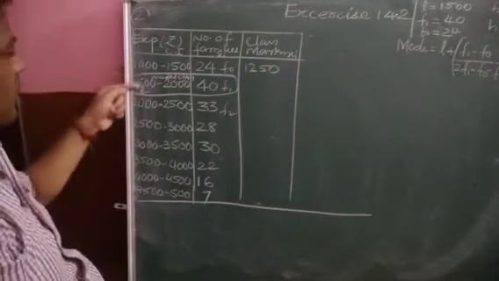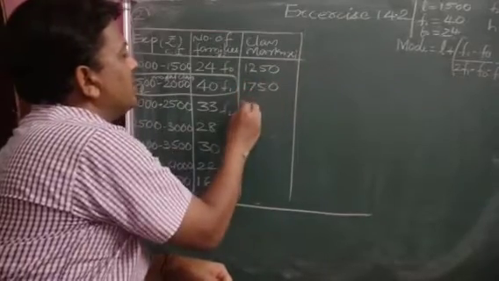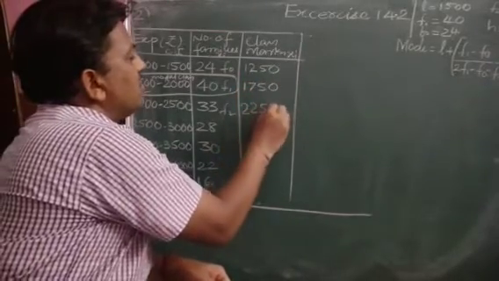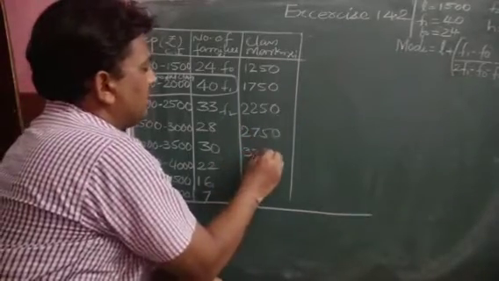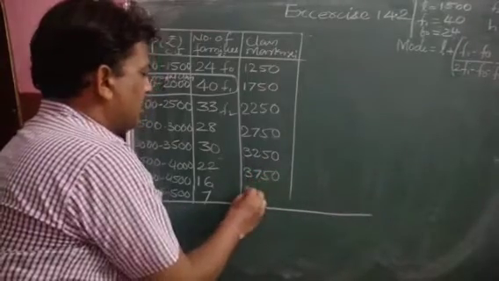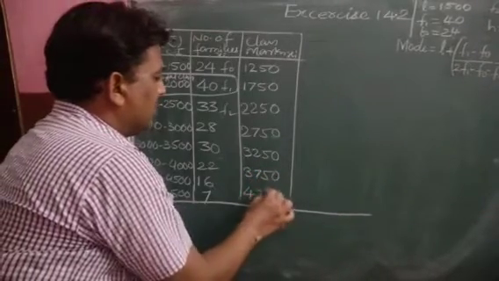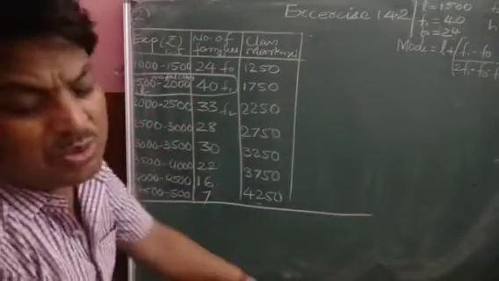Next, gap of 500. So 1250 plus 500, 1750. 500 more, 2250. 2750. 3250. 3750. And next, 4250. 500 gap, children. Simply, its numbers are looking to be big, children.